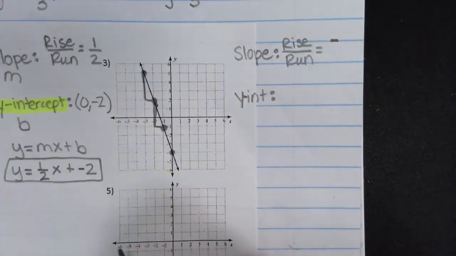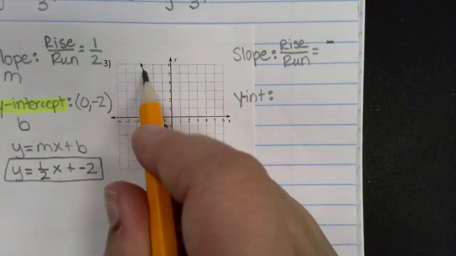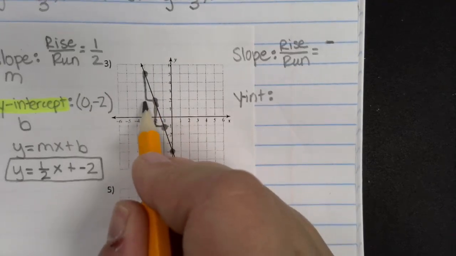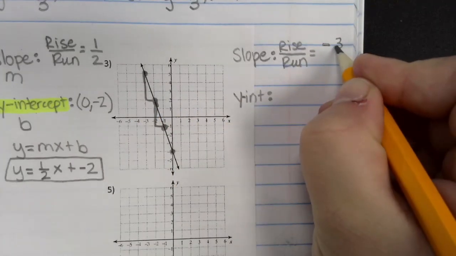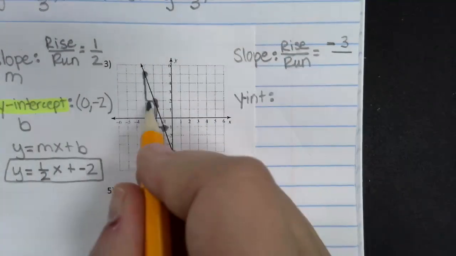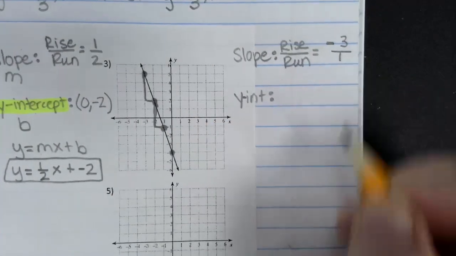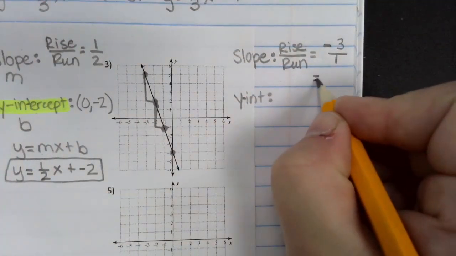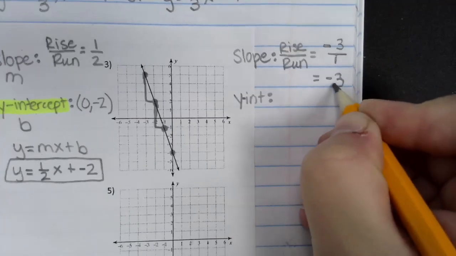Over 1, 2, 3. Down how many? Down 3. Down 3, so down -3 over 1. Oh, what's -3 over 1 though? -3. Just -3.